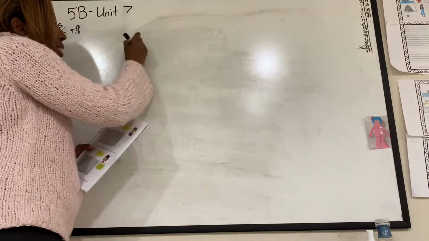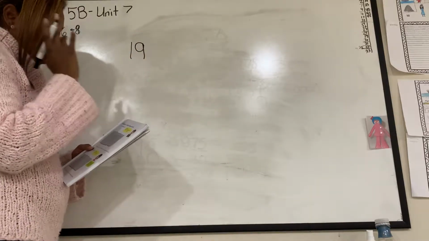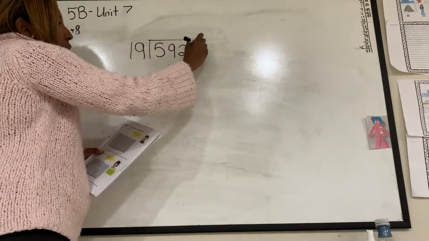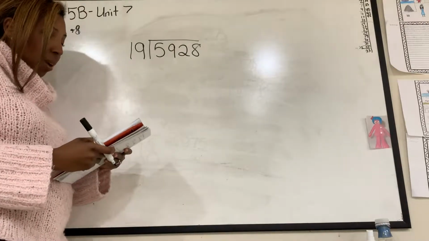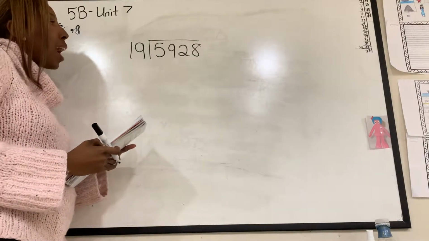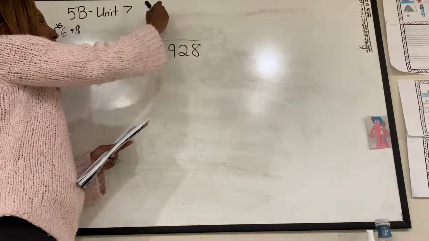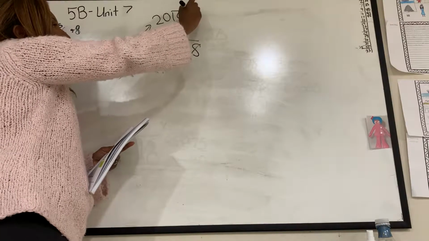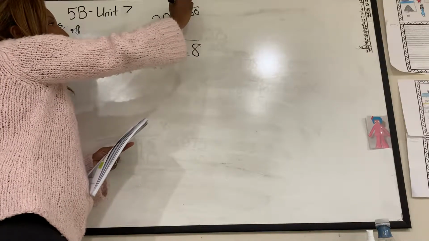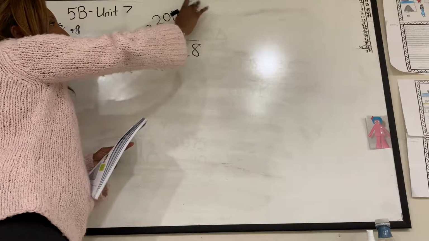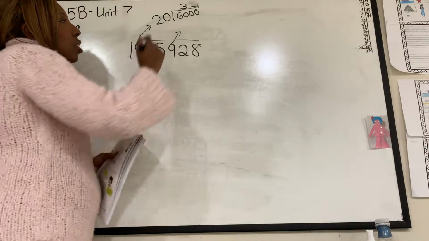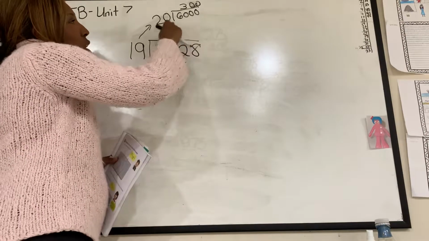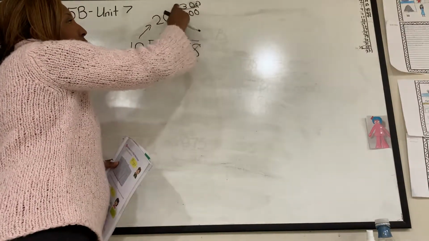If we had 19, and then we had the number 5928. All right, 5928 divided by 19. Then in my mind, I'm thinking 20 and 6,000. I know 3 times 20 is going to give me 60, right? So then I know about 300 times 20 is going to give me 6,000, because I have 1, 2, 3 zeros. 3 times 2 is 6.